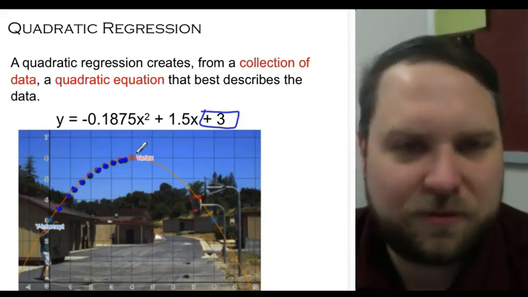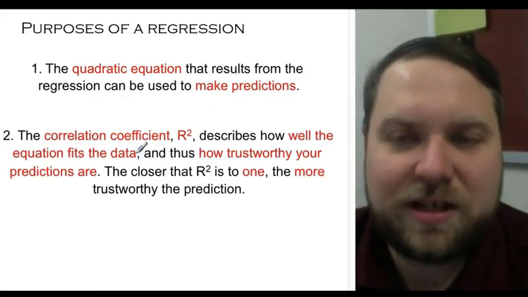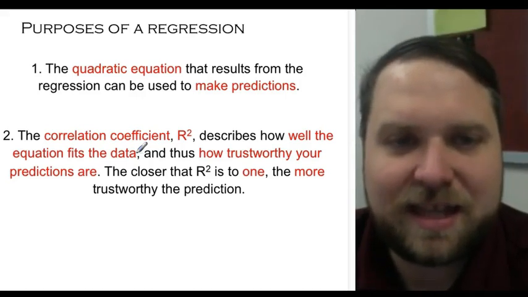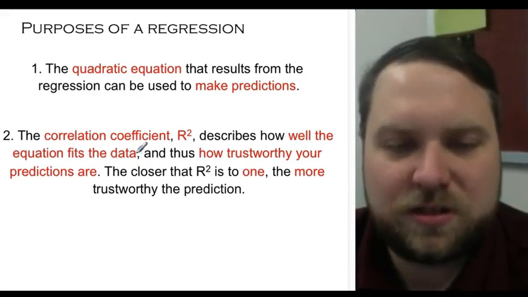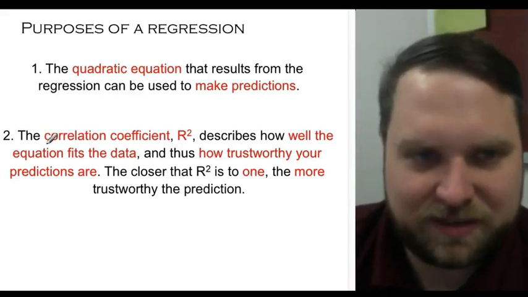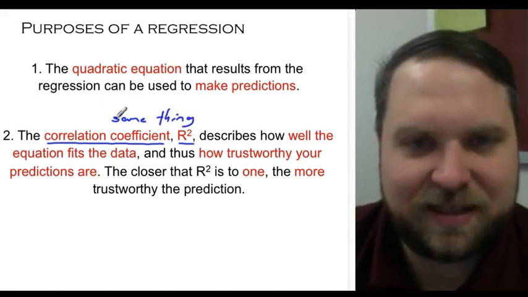And when we do one of these regressions, there's two results we're looking for. First, we want a quadratic equation, which is going to let us make predictions. And second, we want the correlation coefficient, which is also called R squared. So again, take a look at this. Correlation coefficient and R squared, those are the same thing. Two different names for the same thing.